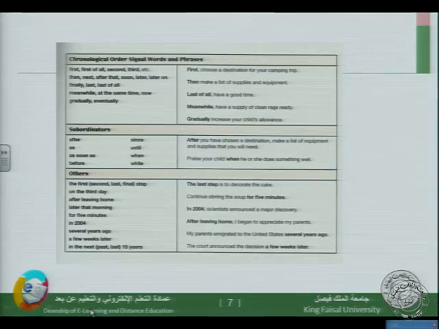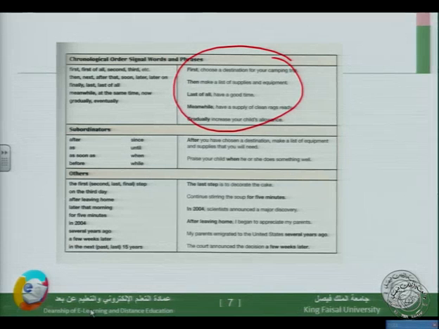Now here are some of the chronological order signal words or phrases that you can use to make your essay chronological. As you can see here, it gives you some of these signal words and some of their uses. And here it gives you examples. For example, it mentioned: first, choose a destination for your camping trip, then make a list of supplies and equipment. Last of all, have a good time. And meanwhile, have a supply of clean rags ready, and gradually increase your child's allowance, and so on.